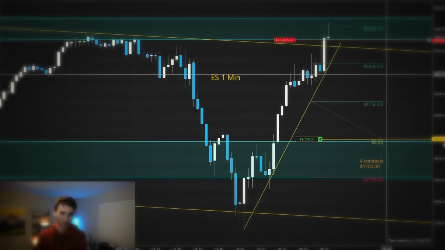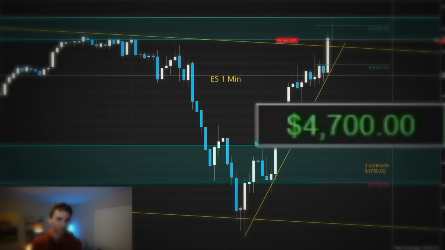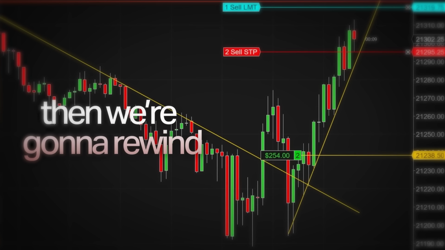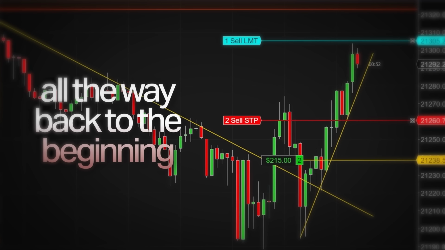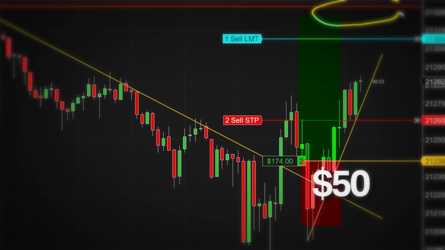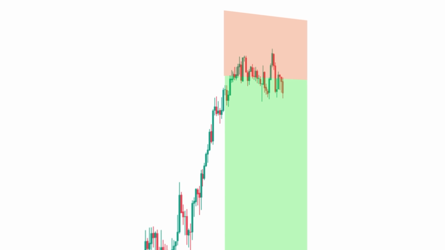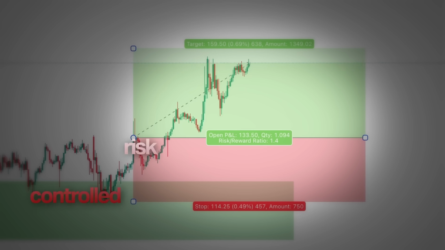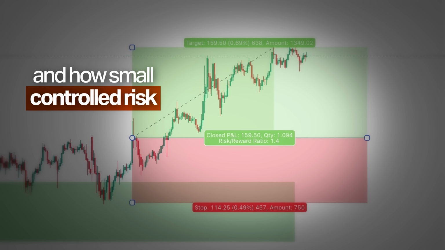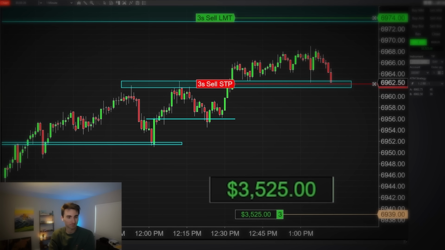We'll start with one of the bigger trades where I made over $4,000 so you can see what this looks like at scale. Then we're going to rewind all the way back to the beginning, back to the $50 risk trades, so I can walk you through every single one, what I saw, why I entered, how I managed it, and how small controlled risk compounded into something much bigger.